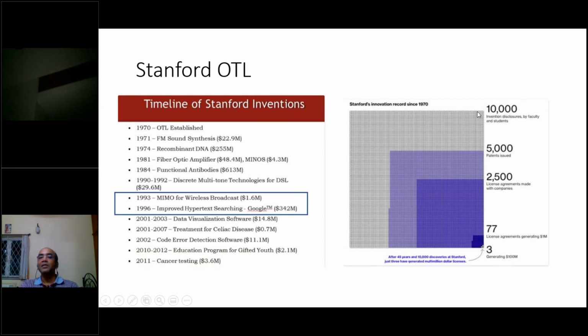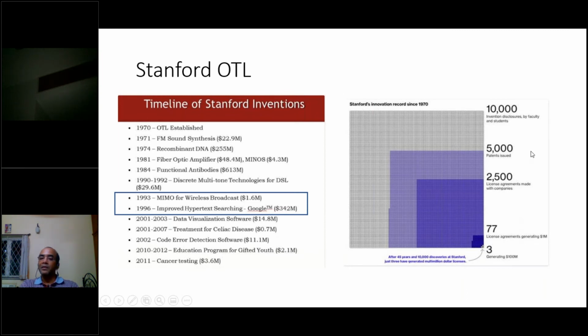There's about 10,000 invention disclosures by faculty and students, out of which 3 of them are generating more than $100 million, and 77 more than $1 million. So as you see, the number of very successful inventions are obviously much less.